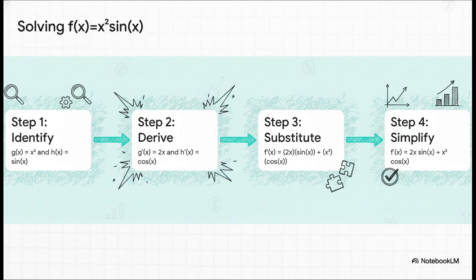What's great about this is that it's just a methodical process. There's no guesswork. Step 1, you clearly identify your two functions, g of x and h of x. Step 2, find their derivatives, g prime and h prime. Step 3 is the key. You carefully substitute each of these four components into the product rule formula in the correct spot. And then step 4, you just simplify what you have. If you follow this step-by-step procedure, you'll be accurate every single time.